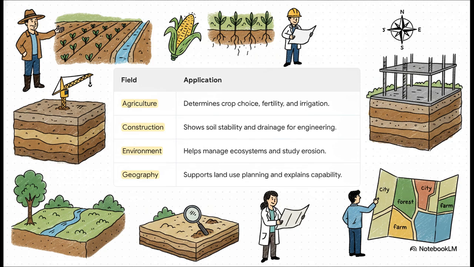If you're a farmer, the soil profile tells you everything: what crops to plant, how much water they'll need. If you're an engineer, you have to know the profile to understand if the ground is stable enough to build on. For environmental scientists, it's absolutely key to managing ecosystems and fighting erosion. Seriously, from farming to city planning, reading the soil is essential.